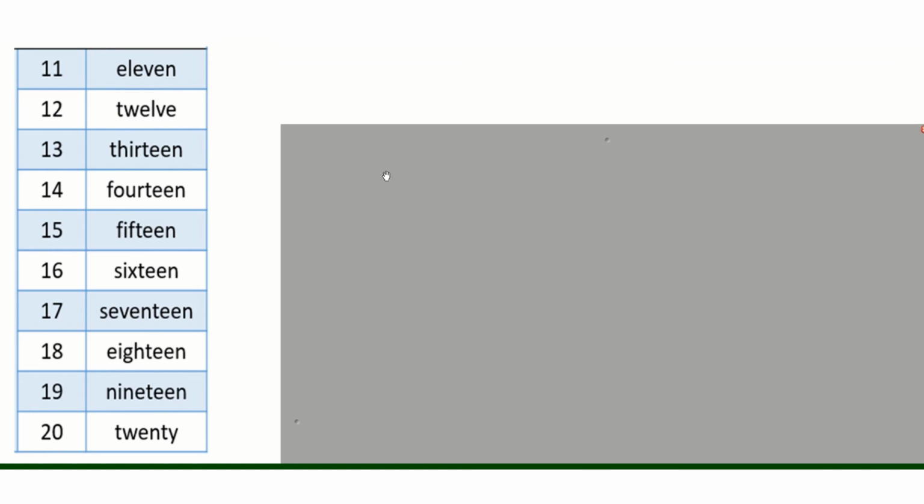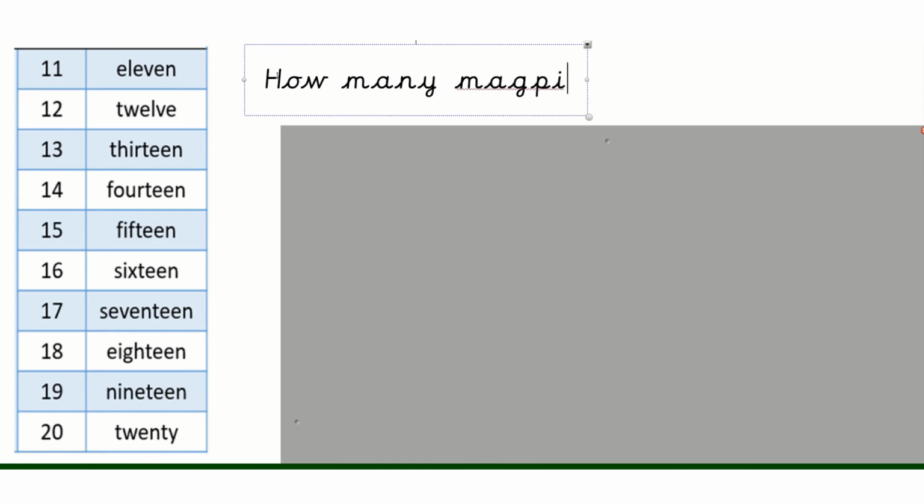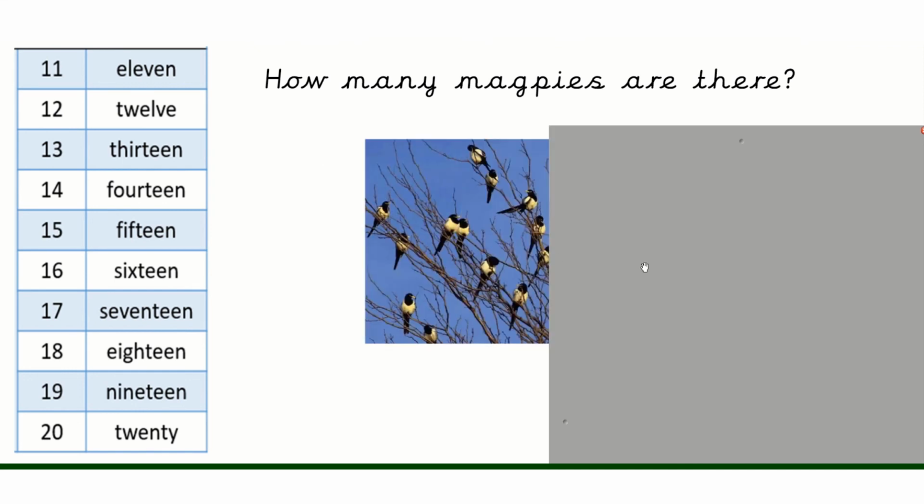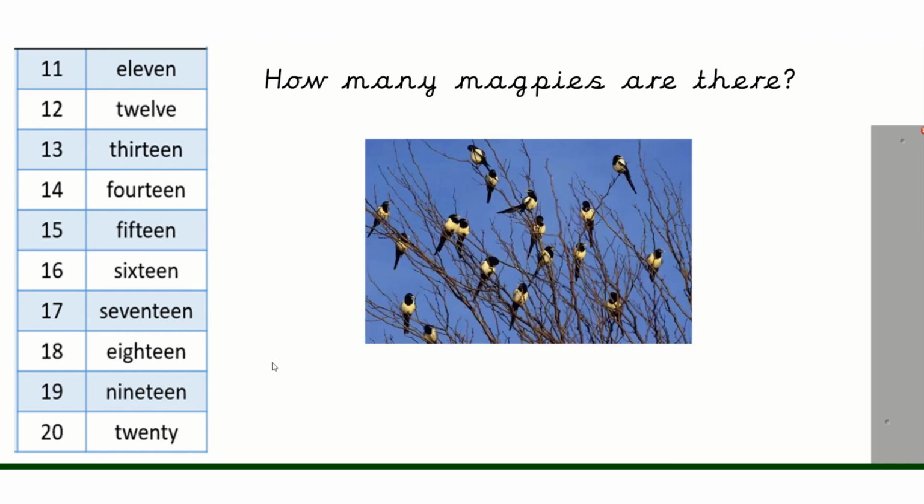Okay, so the question is, how many magpies are there? How many magpies are there? Okay, I'll let you have a good count now. So that's your final sentence for today. There are magpies. You could say there are magpies in the tree. Make your sentence a little bit longer.